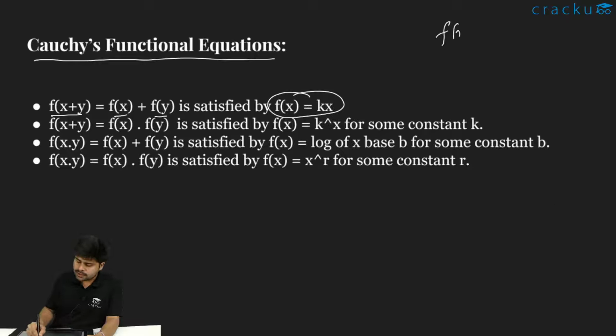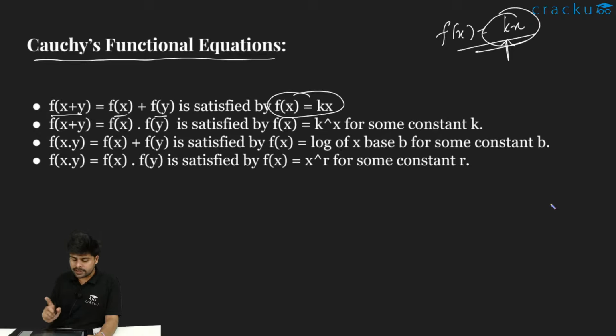So f(x) = kx, which is a linear function that has no constant term. It has some coefficient of x, we don't know what, but these kinds of functions, in which f(x) is a linear function with no constant term multiplied by k, will always satisfy f(x + y) = f(x) + f(y). Always.